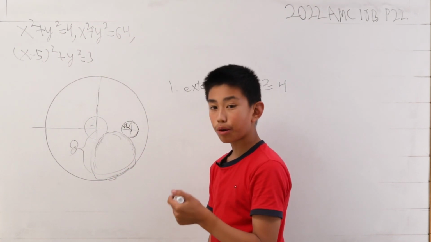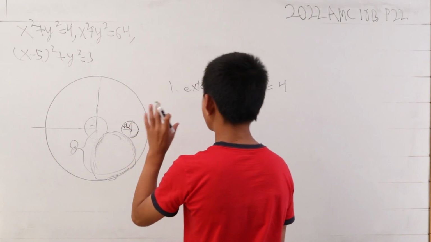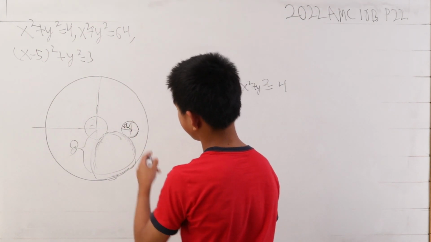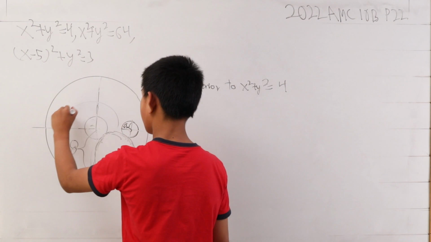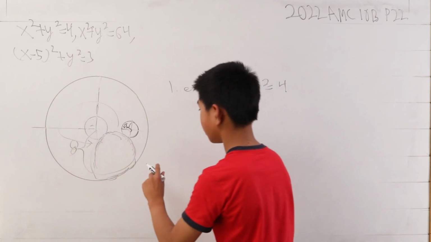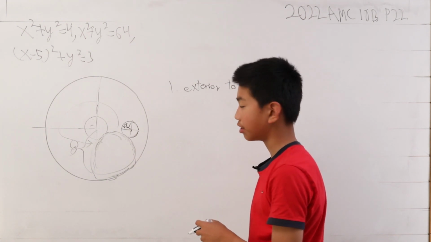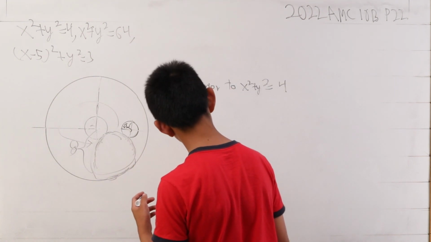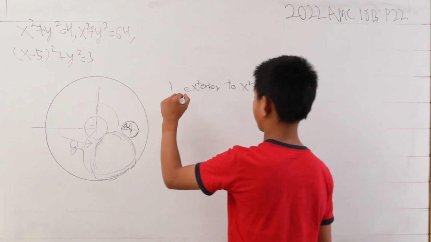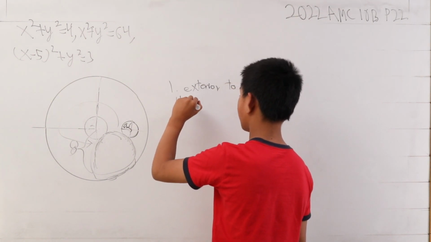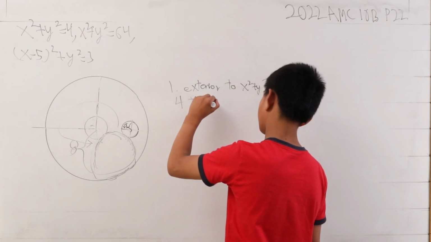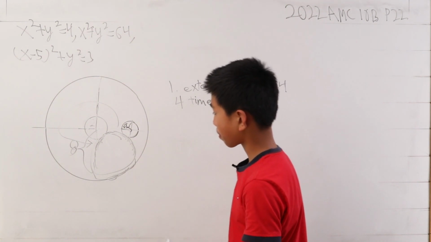So now we want to rotate this in a way where it's touching the circles. Once we rotate this, we have to rotate it all the way to make sure that we're getting all the values. It has to be touching all the circles. We find that there are 4 times where it works.